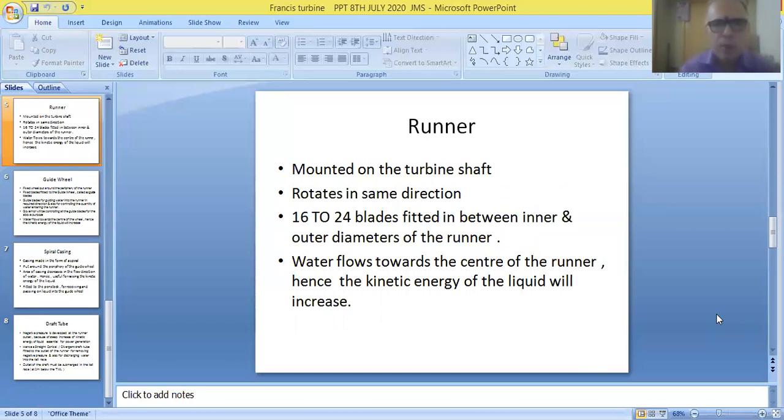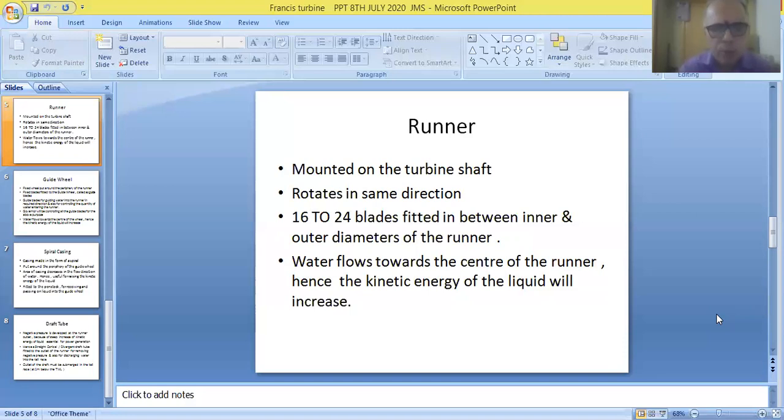Next, we have talked about the runner of the machine. It's a rotating disc mounted on the shaft of the turbine. So the shaft will be rotating. The shaft of the turbine, in this case, will be rotating in clockwise direction. Therefore, the runner which is mounted on the shaft of the turbine will naturally also be rotating in clockwise direction.